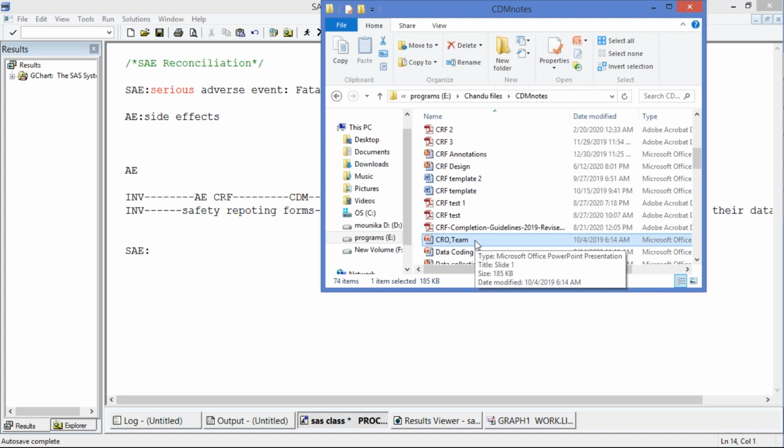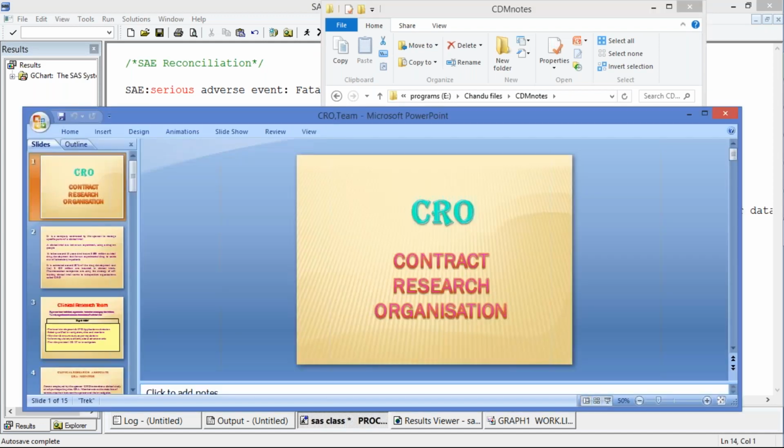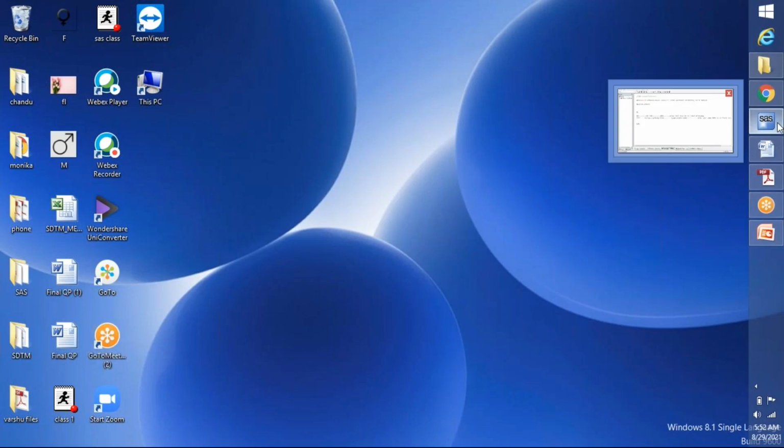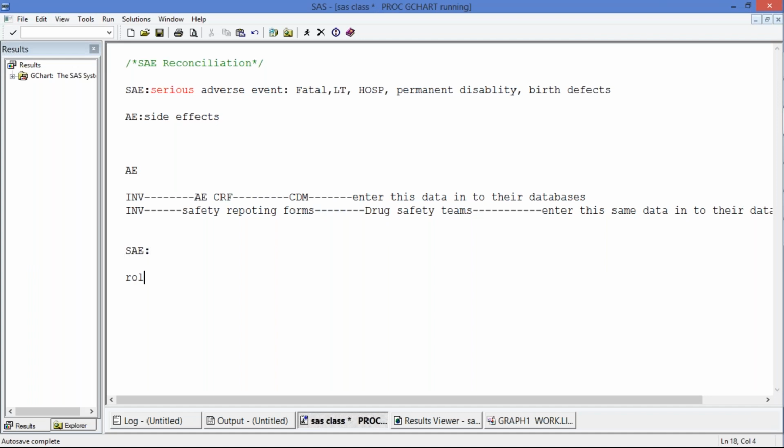Okay. And what is CRO? Next topic, we have CRO. What is CRO? Contract research organization. What is the role of a contract research organization?